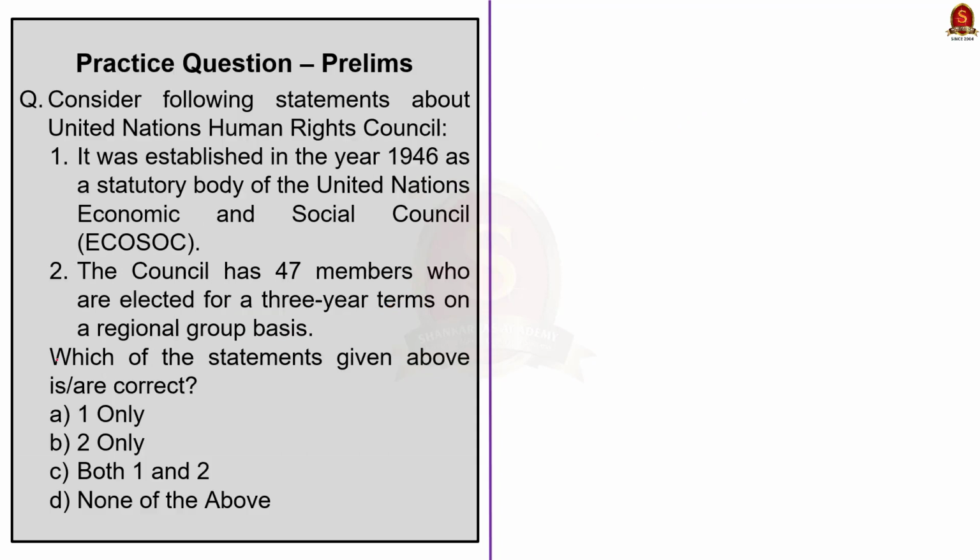See the second question. Consider the following statements about the United Nations Human Rights Council. The first statement: it was established in the year 1946 as a statutory body of the United Nations Economic and Social Council. Statement 1 talks about the predecessor of UNHRC. It was established in 1946 as a subsidiary body of the ECOSOC. Moreover, it was replaced by the United Nations Human Rights Council because it was under severe criticism as its members were the primary abusers. Since the question says statutory body, it is wrong.